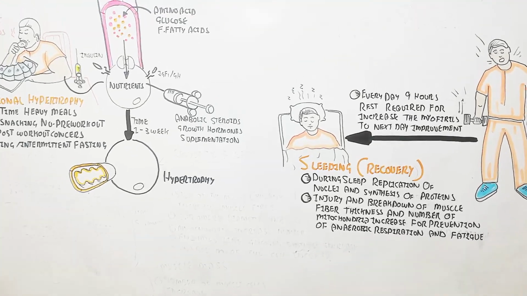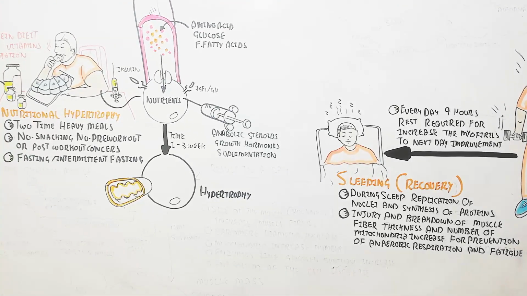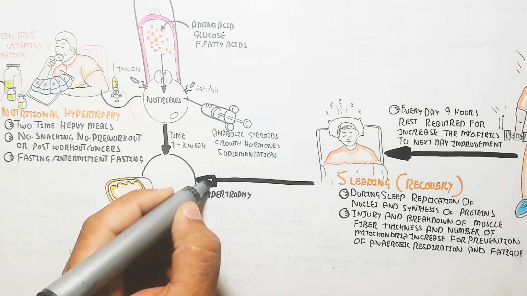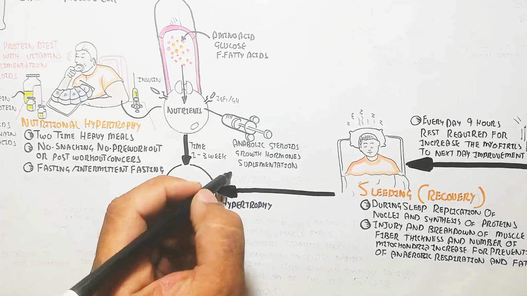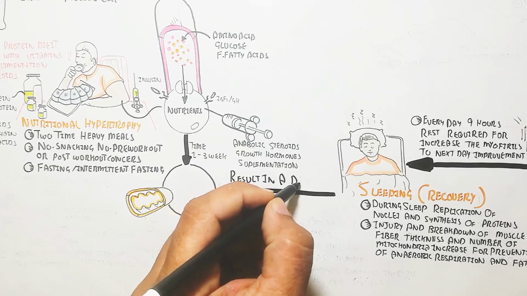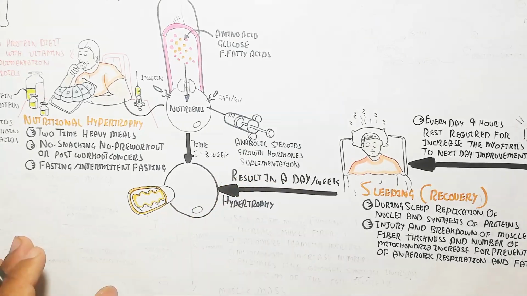So the next time, the increased number of mitochondria will lead to prevention of fatigue and anaerobic respiration. In this way, oxygen consumption will be maximized. The result, from a day to a week, will be hypertrophy.